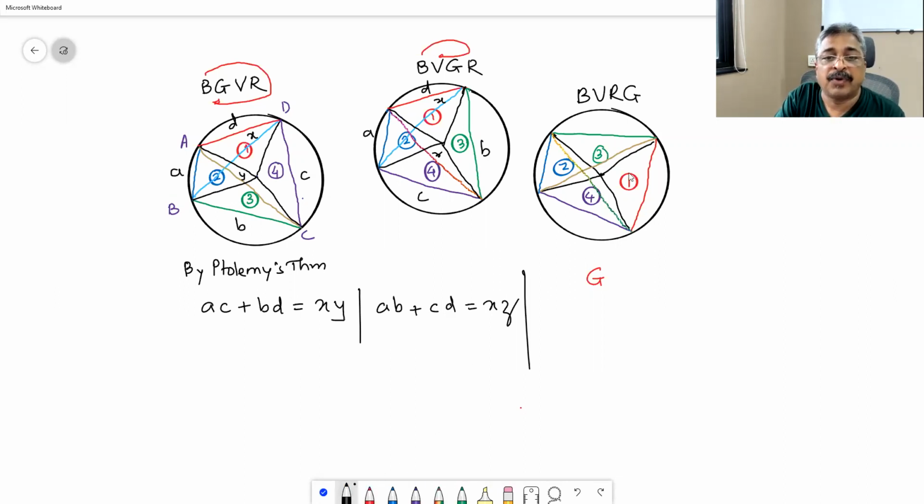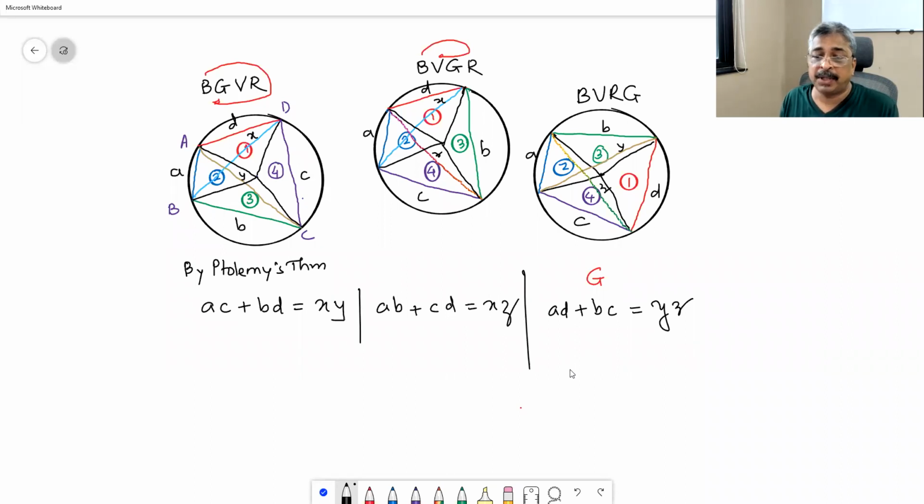Correct? Therefore, the third diagonal is Z and this other color is Y. Blue line is small a, violet line is small c, red is D, and green is B. Hence, by Ptolemy's theorem, we get AD plus BC is equal to YZ. It is such a simple idea of cutting the triangles of a cyclic quadrilateral and placing them inside the same circle with different orientation.